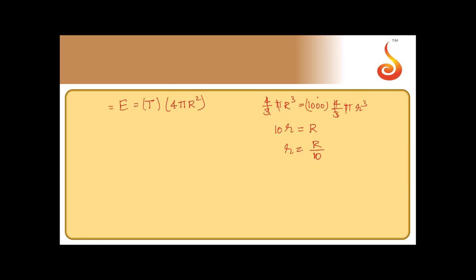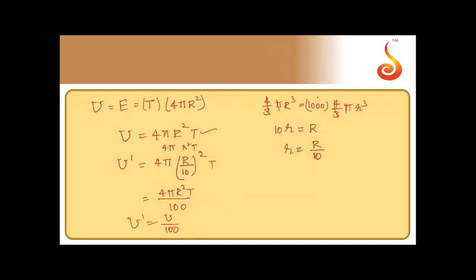So they have given this surface energy to be U. U is equal to 4πR² into T. Now the new surface energy for each drop, let it be U dash, should be equal to 4π into (R/10)² into T. Essentially this is 4πR²T divided by 100. 4πR²T is U, so U dash is equal to U by 100. So that will be option C.